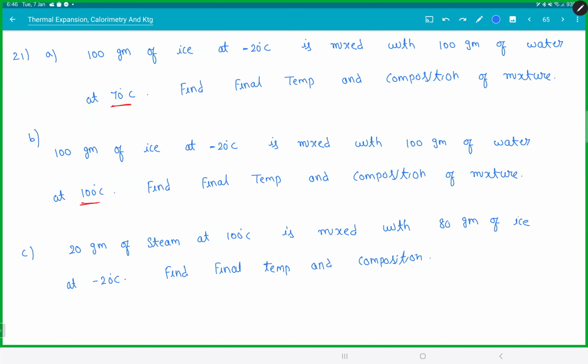"20 grams of steam at 100 is mixed with 80 grams of ice at minus 20. Find the final temperature and the composition." Try. I'll give you 2 minutes. In calorimetry, one thing I noticed, these mixing questions are slightly tough. So the overall chapter is not really that tough.